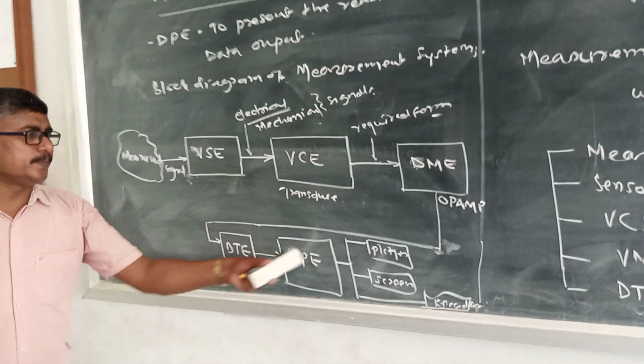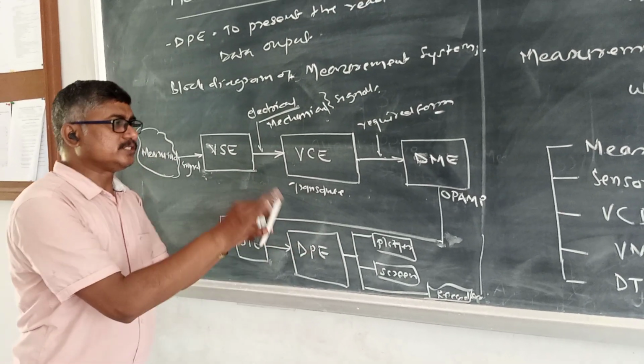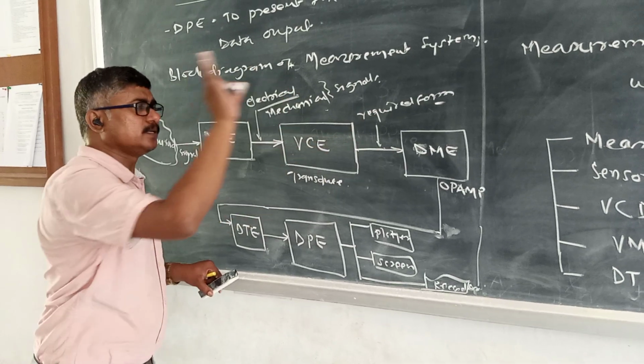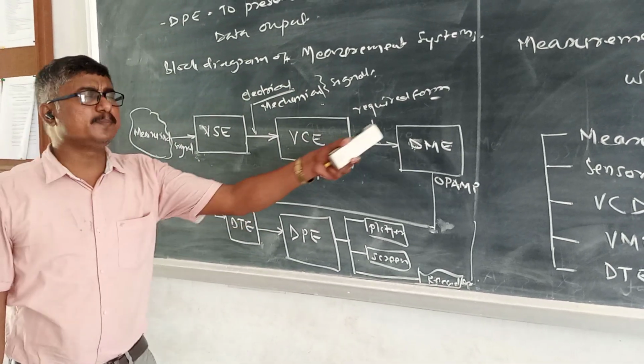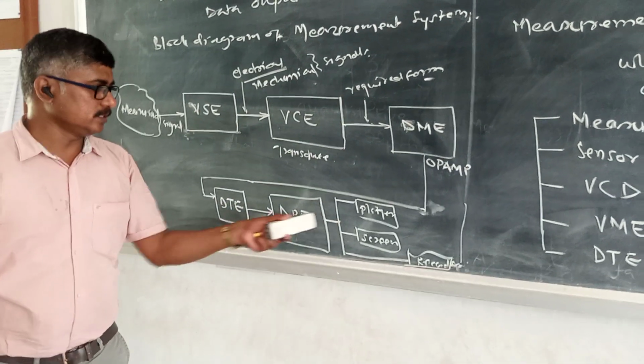So the function of the DPE is only to display the signals which are being processed by the DME, the data manipulation element, and we will get the final output at the DPE.